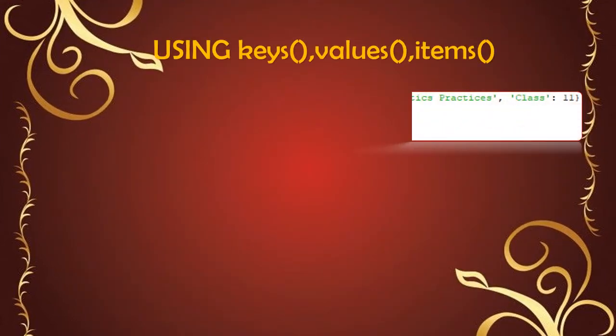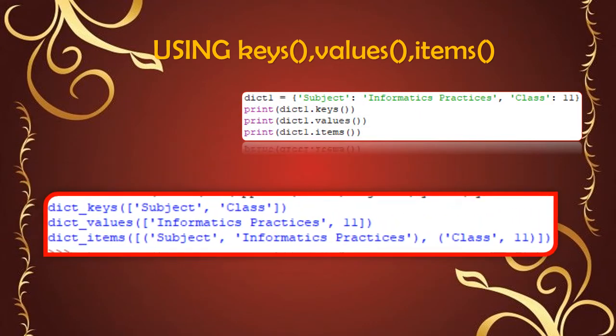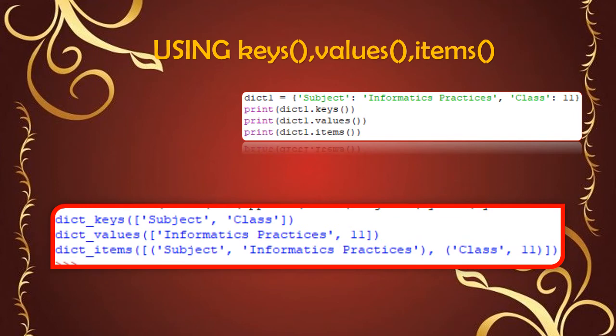And here we are using the methods keys, values, items. So dictionary 1 is created with the 2 key value pairs, and first I am printing the keys, so it displays only the keys, subject and class. And next values: the subject value informatics practices and class value 11 are printed. And items displays in key value tuple format. Tuple means values enclosed by parentheses.